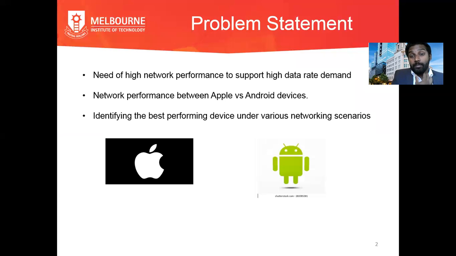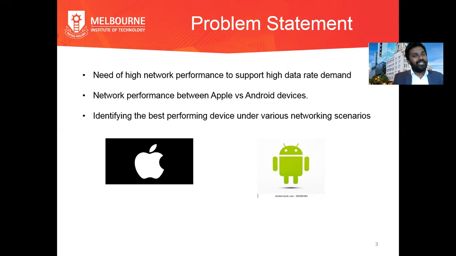First of all, let's identify the problem statement. Apple and Android are two of the most competitive devices in the current world. On the other hand, we are moving towards 5G and beyond 5G, so we are experiencing a higher data rate with the enhancement of telecommunication services. Therefore, from the customer's point of view, the customer is always keen to experience a higher data rate and higher networking throughput on their devices.